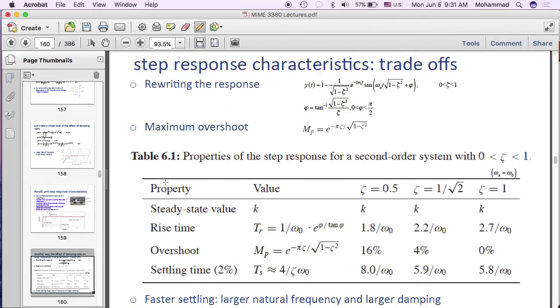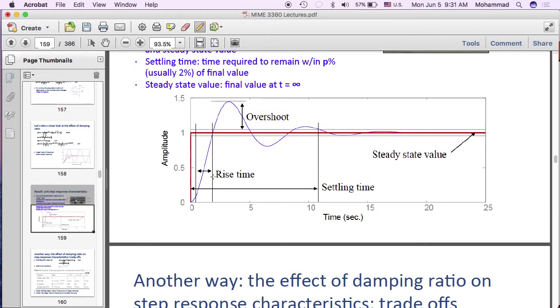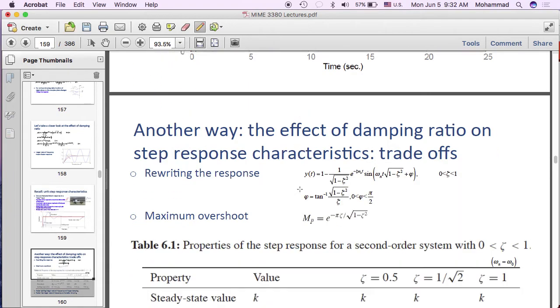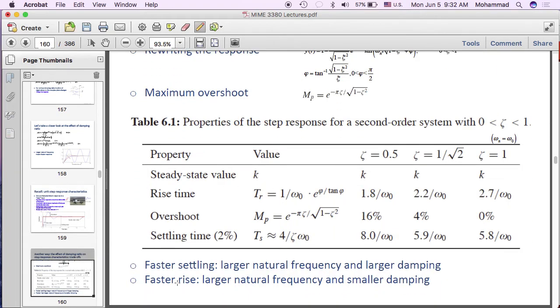Remember rise time? Let me show you this figure one more time. Rise time is this initial jump, how quickly this initial jump happens. Settling time is how quickly the system will settle. The oscillations will go away. So the effect of damping on rise time and settling time is in opposite direction.